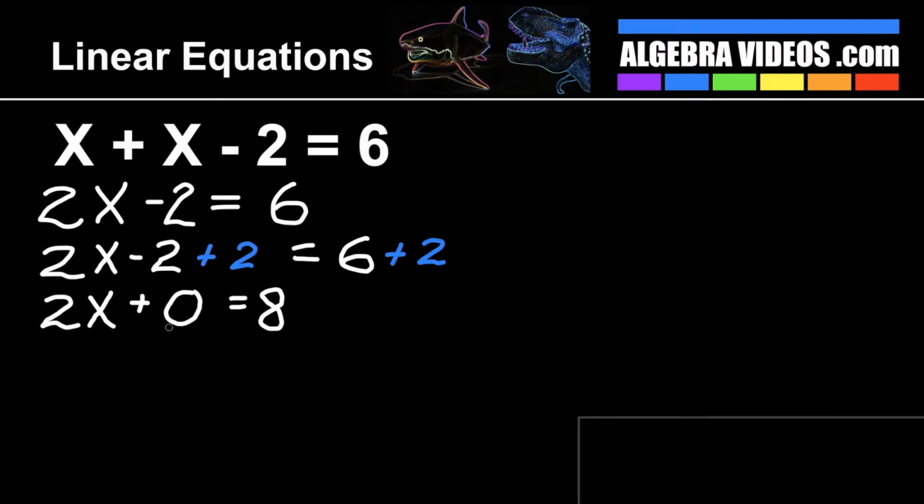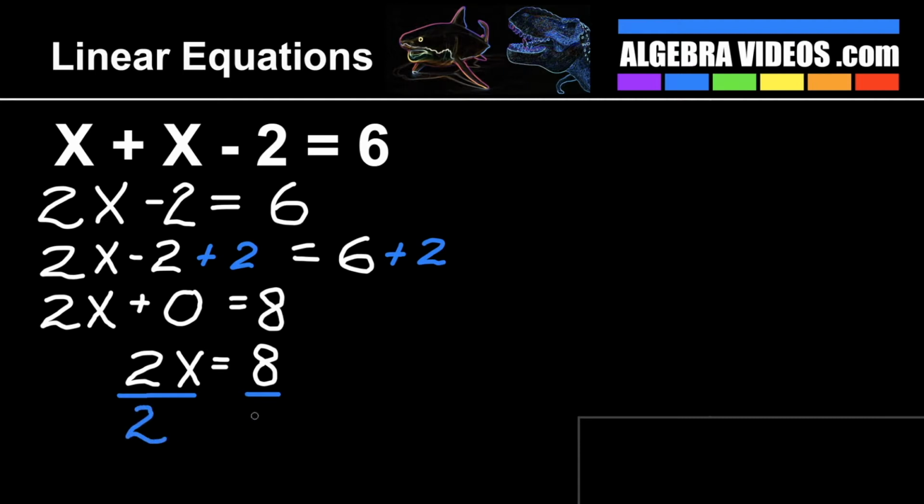So let's simplify this again. 2x plus 0 is really just 2x, right? So 2x. And that equals, on the right side, we'll just bring down the 8. There's no change on the right side. So 2x equals 8. Now once again, we're trying to get x by itself. That's our goal. So we want to get rid of this 2. So the easiest way to do that is to divide both sides by 2.